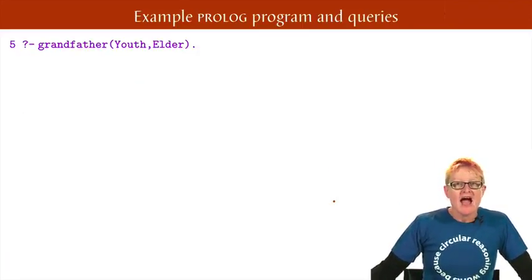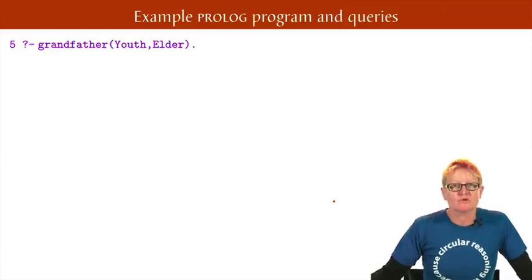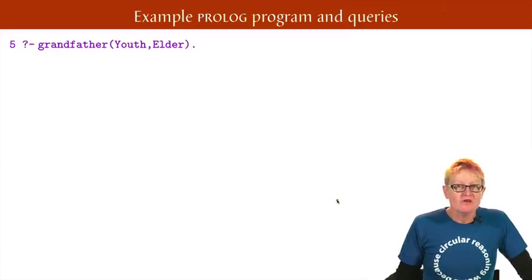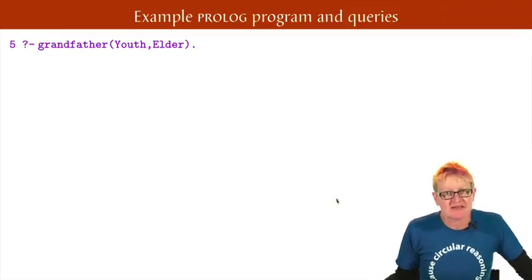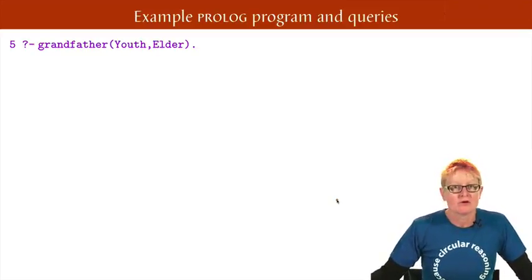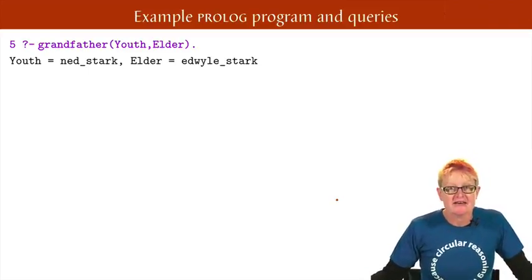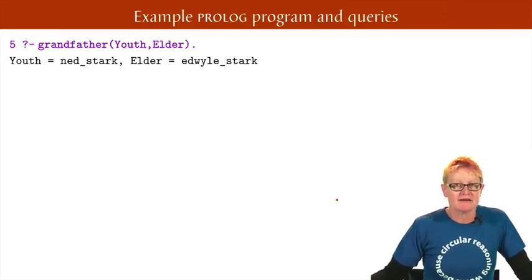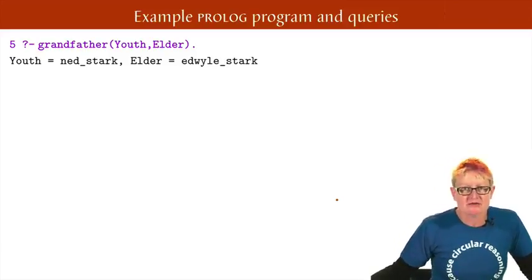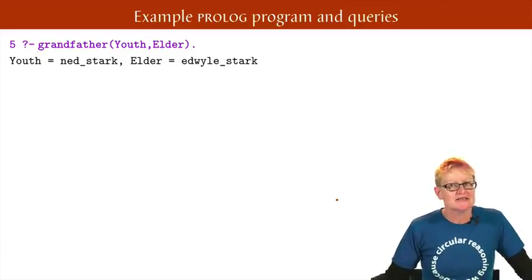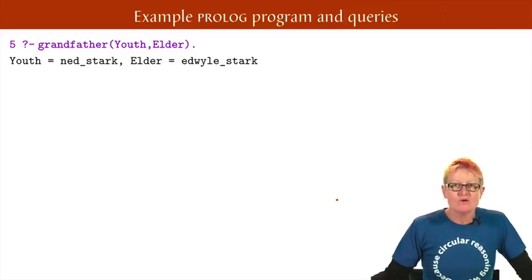Okay, how about a query with two variables? We want to list all the youth-elder pairs where the youth has the elder as their grandparent. Well, the first answer has youth as Ned Stark and elder as Edwyle. PROLOG finds this pair first because the parent and male facts needed to establish this are at or near the top in listing order within the logic program.